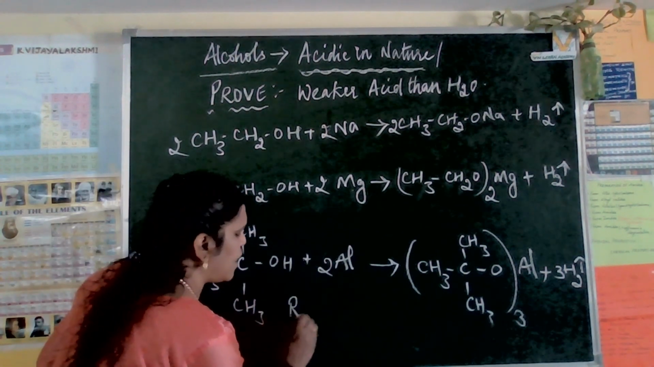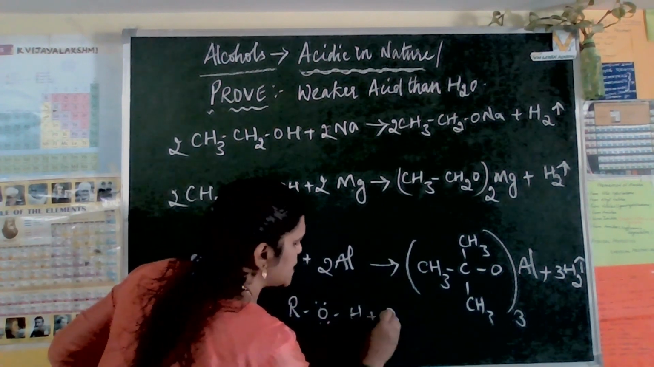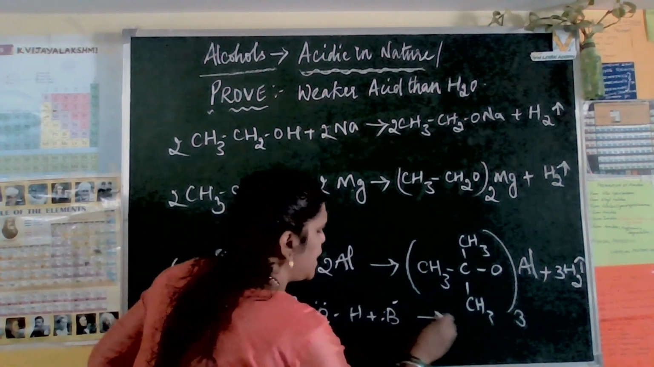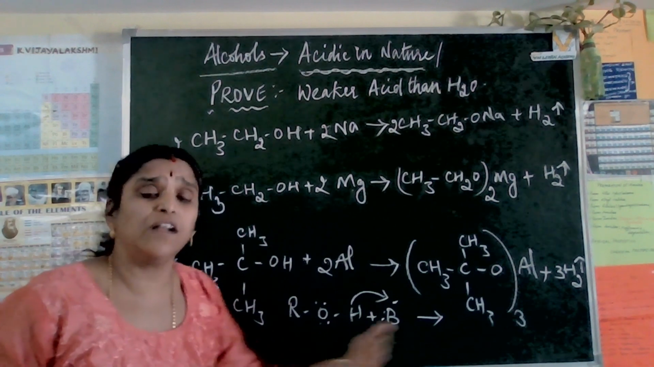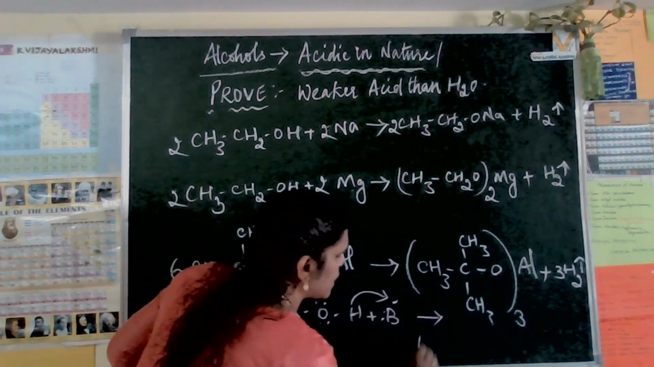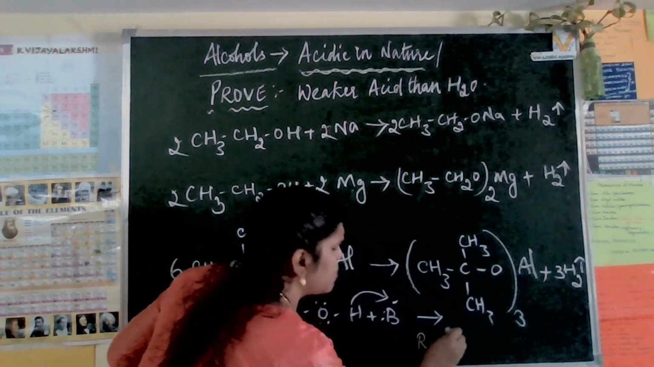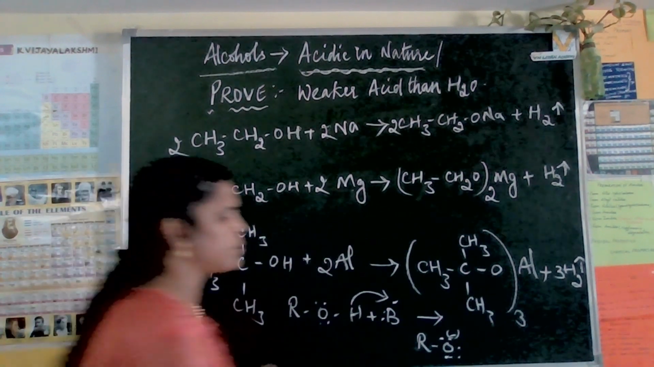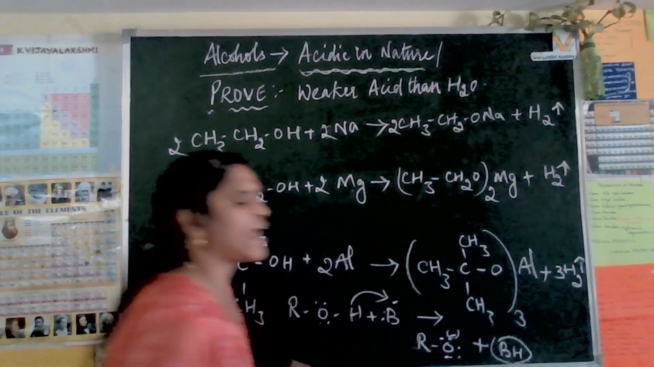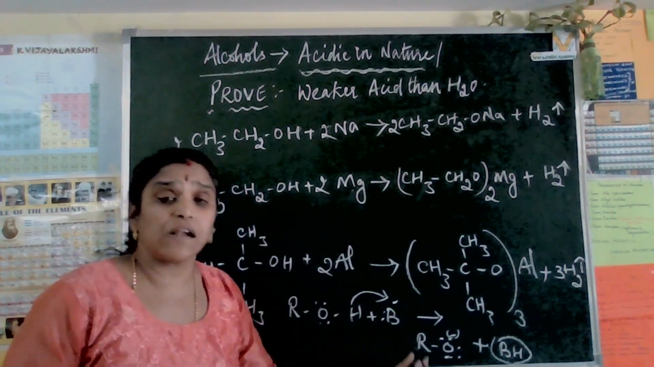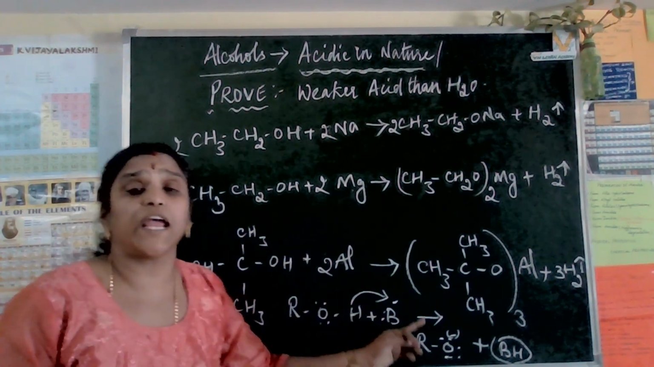Now, how do we identify that it is acidic in nature? Generally in ROH, the lone pairs of electrons are there, combined with the base. So what happened here? It is ready to donate the proton. Alcohol is ready to donate the proton, so automatically you are getting RO minus, the conjugate base. And here BH becomes the conjugate acid. So this ethoxide, the alkoxide, acts as a conjugate base because the alcohol is donating that proton.